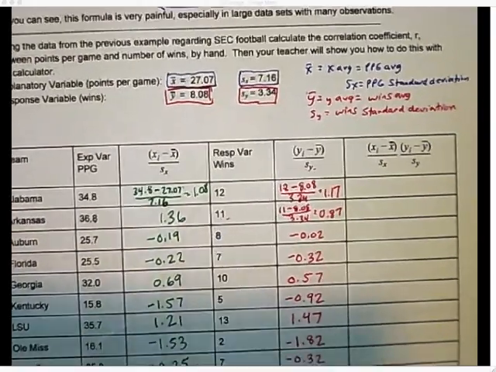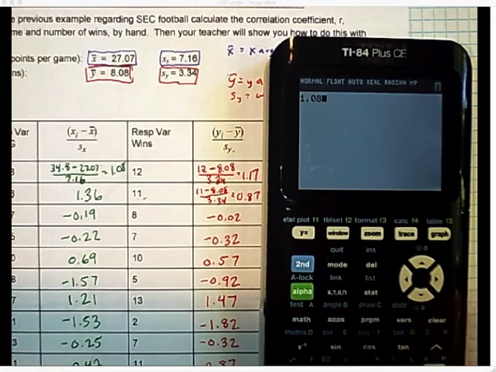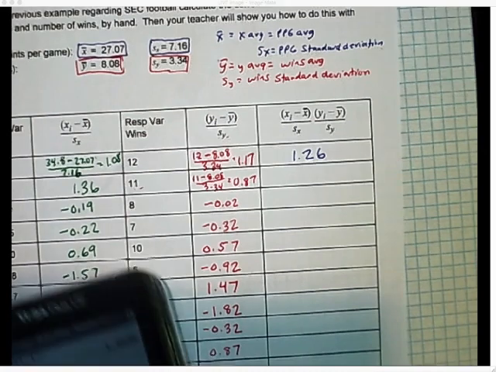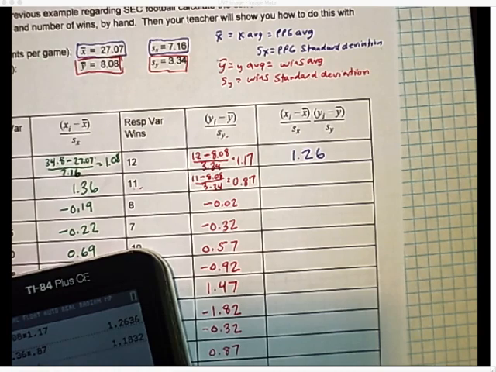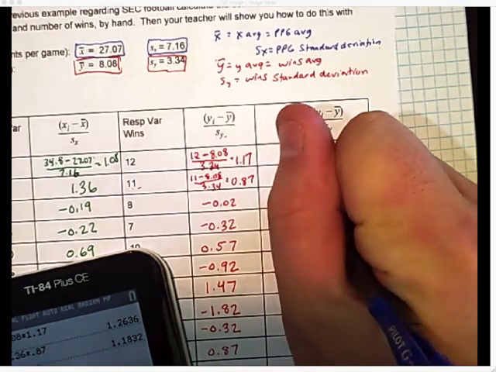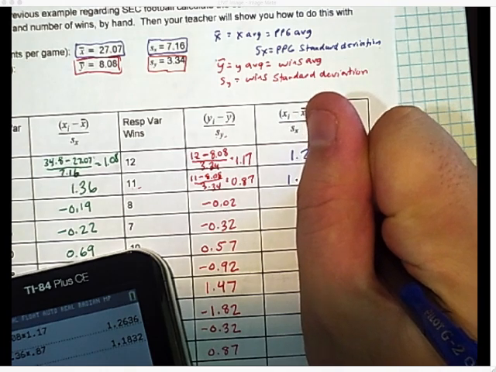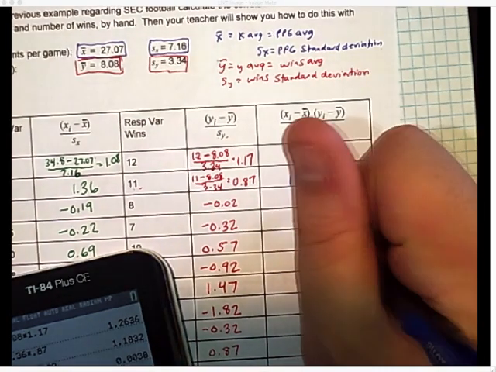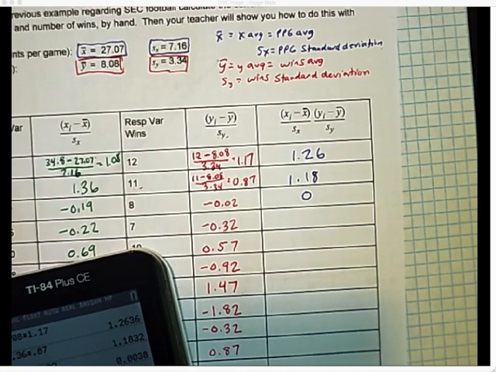So for Alabama, what I would have to do is take 1.08 times 1.17. Okay, that's 1.26. So I'm going to do that for all 12 teams. I'm going to do 1.36 times 0.87. Remember, I'm going to have some rounding error because I'm cutting these numbers off. Okay, so that's going to be 1.18 roughly, then negative 0.19 times negative 0.02, and that is 0.0038. So if I round it to two places, that's basically zero.